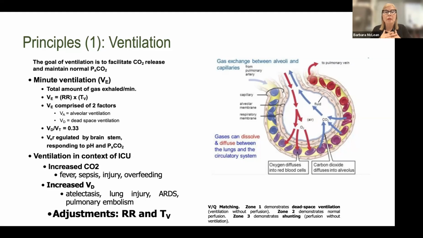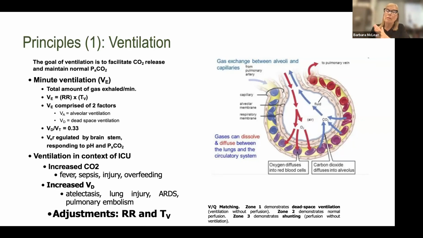Really, really important to remember that anything that promotes hypermetabolism, things like fever, like septic shock, like traumatic injury that occurs in the OR, not necessarily in a motor vehicle collision or a gunshot wound, but just the trauma of going to the operating room, and also overfeeding, which will all cause CO2 to go up. And as CO2 goes up, the burden on the lung is to increase minute ventilation. And the easiest way the patient can do that is by increasing his respiratory rate.